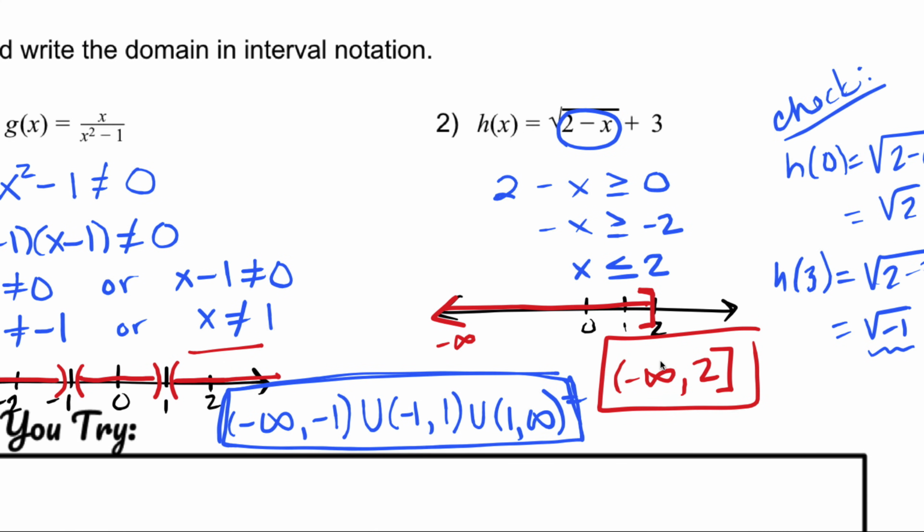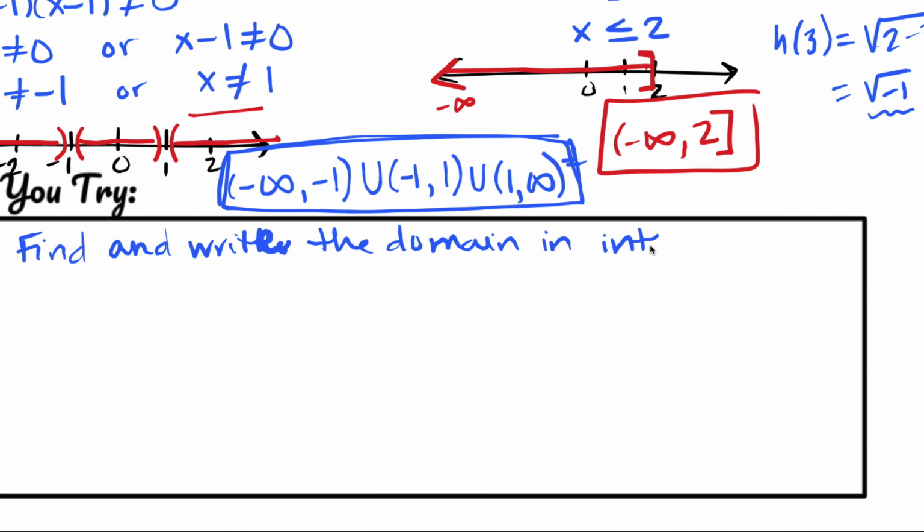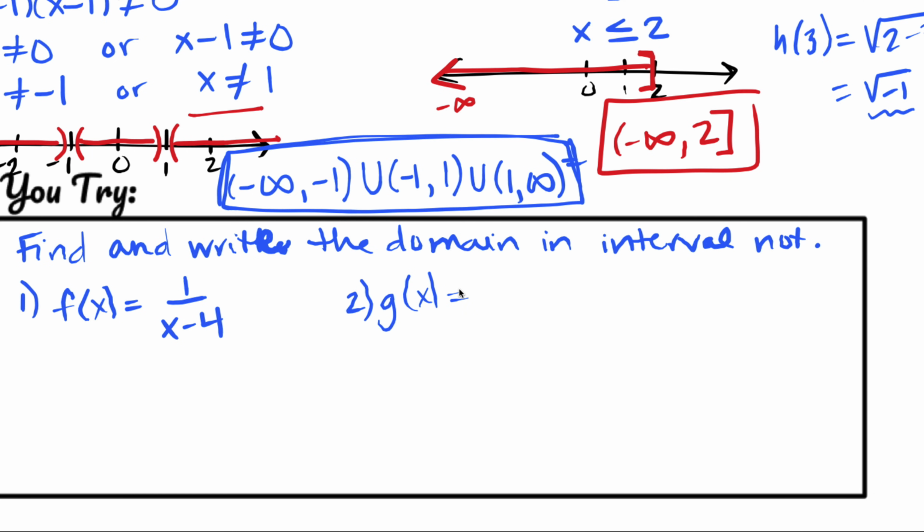All right, let's talk about what you should try before moving on to the next video. The directions for these problems are to find and write the domain in interval notation. So question 1, f of x is equal to 1 over x minus 4. Question 2, g of x equal to x squared. And the third function to think about is h of x equal to the absolute value of x. Try those before moving on to the next video and bring those answers to class.